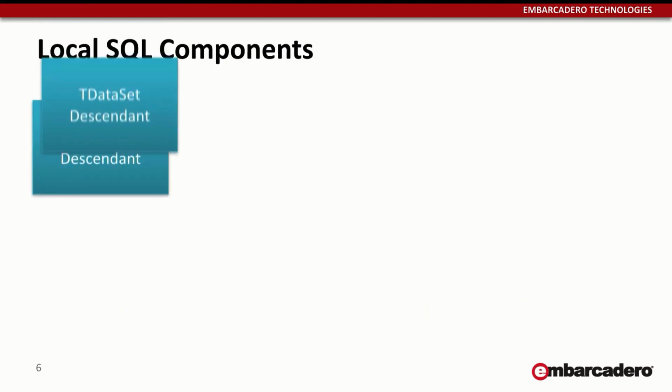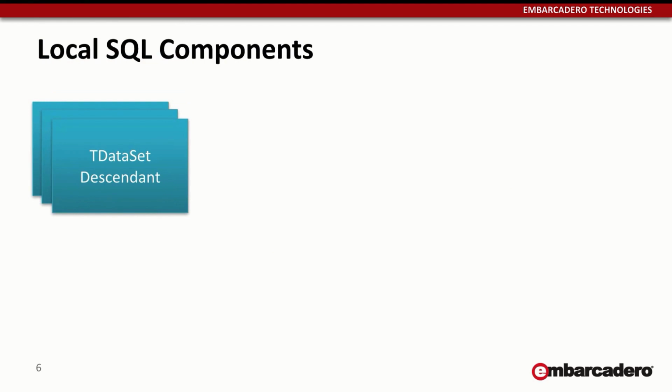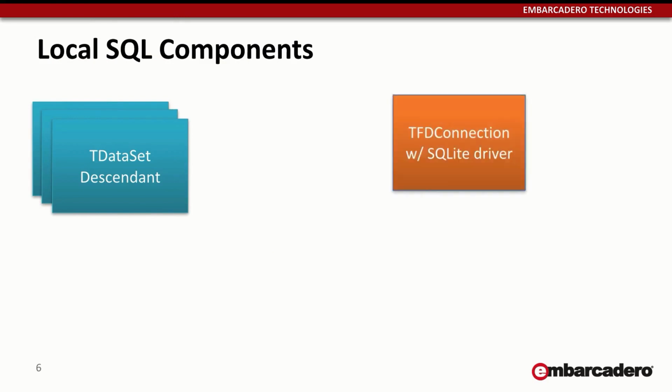You're going to start out with one or more TDataSet descendants. These are the things that are holding your source data that you want to query against. So get this from whatever data source that you're going to get it from. And then you're going to put down an FDConnection, and you're going to specify the SQLite driver. SQLite provides the engine inside for local SQL.